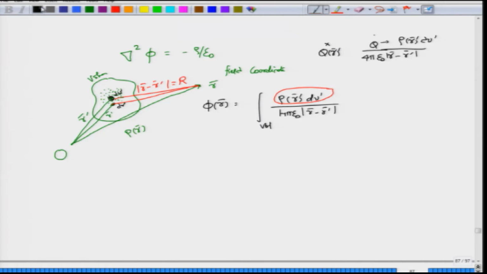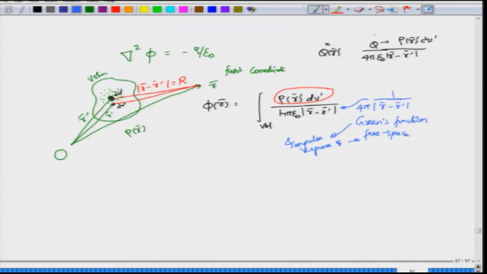The second thing I want you to notice is the appearance of this 1 by r minus r prime term. This is very important because, as we will see but not really derive, this quantity 1 by r minus r prime, or in general 1 by 4 pi r minus r prime, is what is called the Green's function for the free space. If you are not happy with the terminology Green's function, you can simply think of this as the impulse response of the free space.